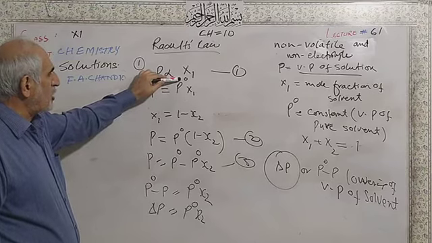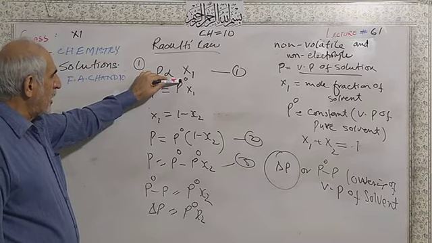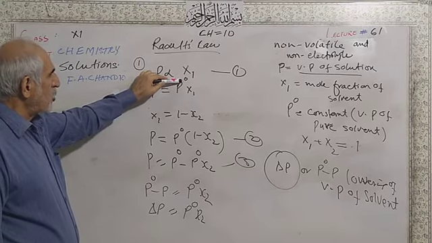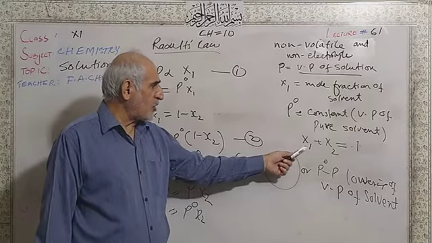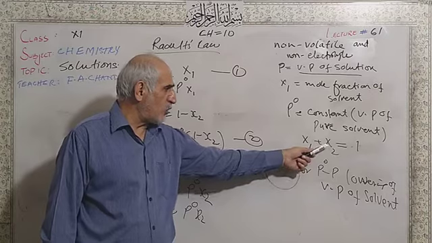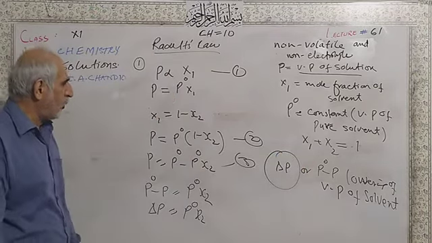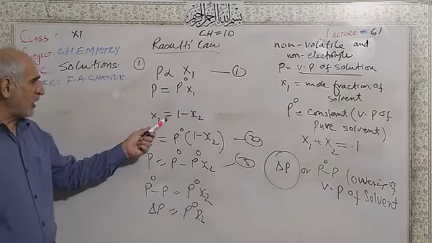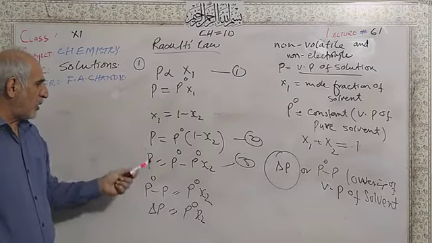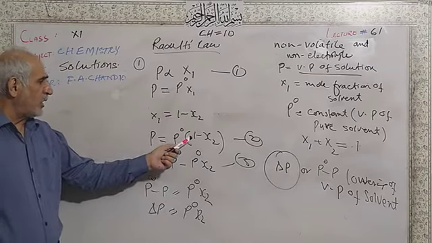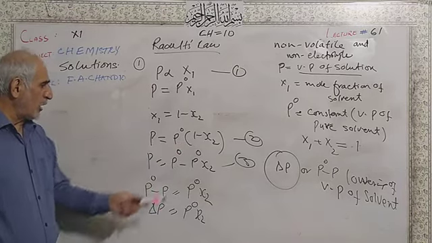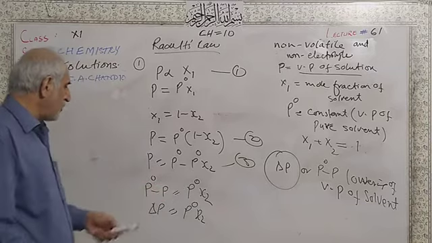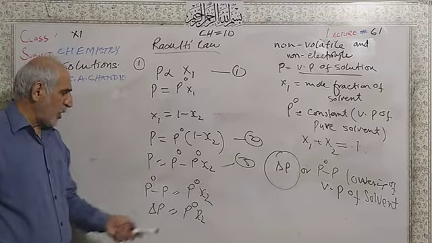P naught is a proportionality constant. It is the vapor pressure of pure solvent. It is a constant. So for binary solutions, X1 mole fraction of solvent and X2 mole fraction of solute must add up to 1. We did the numerical before. So realize this, X1 is equal to 1 minus X2. Put in this formula, P will be equal to P naught in bracket 1 minus X2. Solve it. Multiplying, you will get P naught minus P naught X2. Rearranging this, P naught minus P is equal to P naught X2.